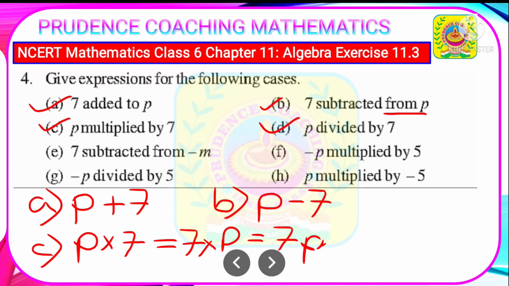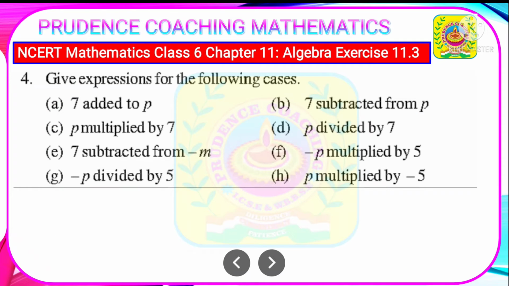Next one, p divided by 7. So we are dividing p by 7. Okay, p by 7. So you will write p as the numerator, division 7. So p by 7. Next we have number E, that is 7 subtracted from minus m. So from which number we are subtracting? We are subtracting from the variable minus m. So you will write minus m first. From it we are subtracting 7. So minus 7.